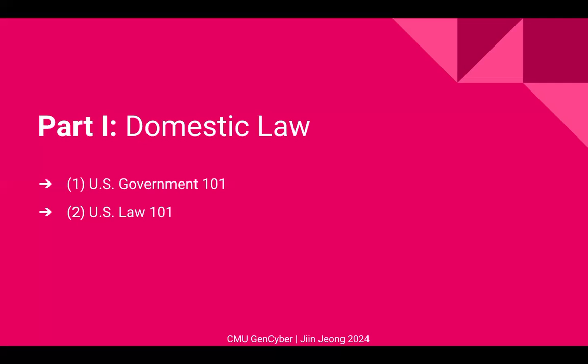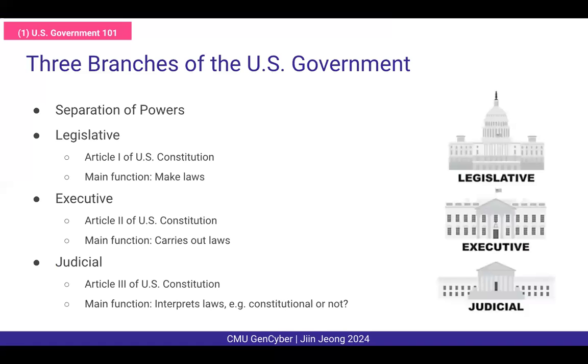When it comes to domestic law, we want to talk about two things, the US government, and also to give you an overview of the US law. So beginning with the US government, we probably already learned, but there are three branches of the US government because of the separation of powers that we desire in the US Constitution.